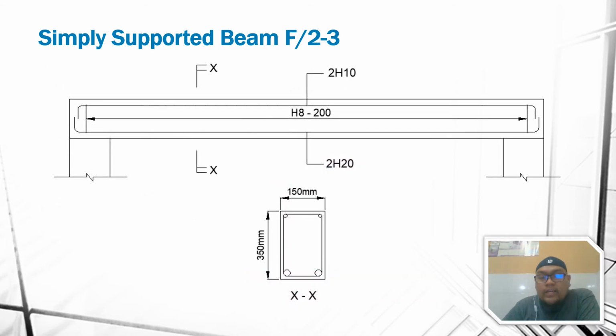And this is the detail of simply supported beam F23, where the compression is 2H10 and the tension is 2H20, and the shear bar is HA200.